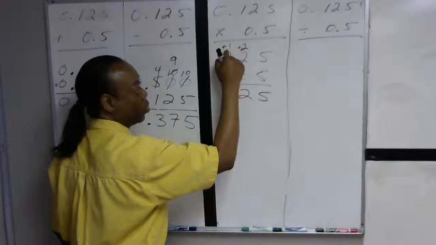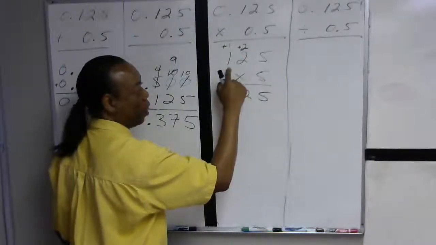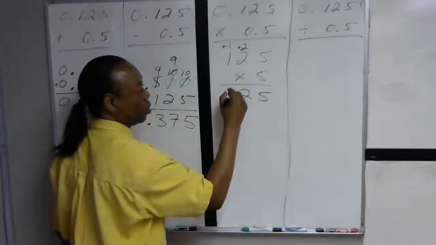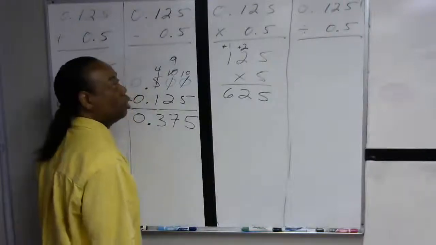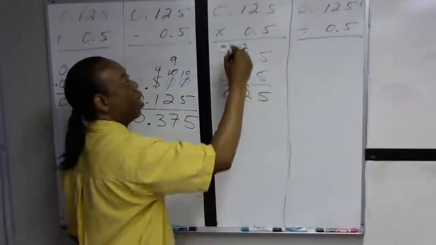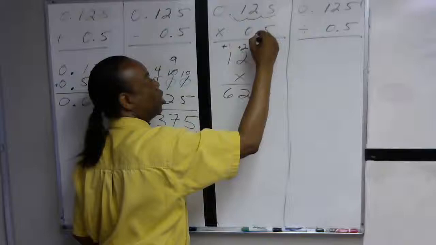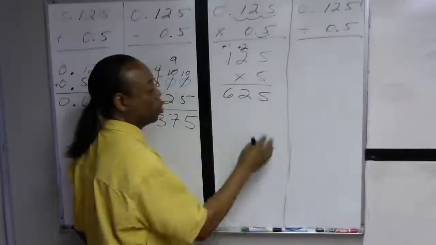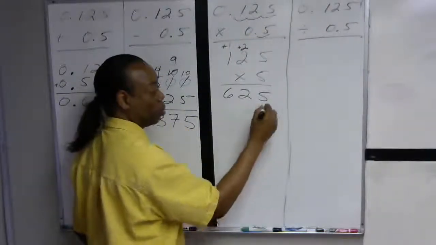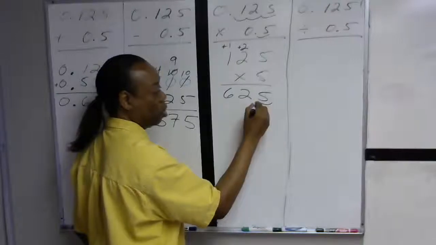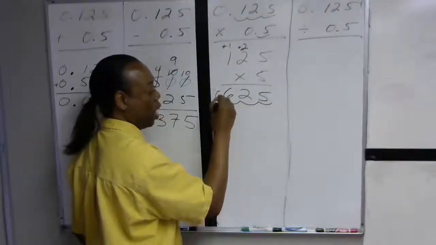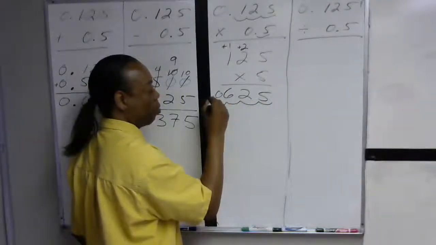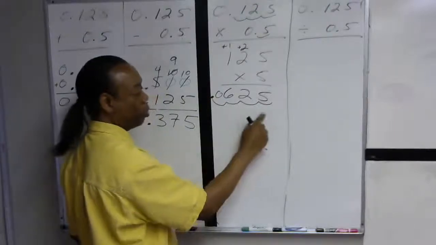You put the 1 here. 5 times 1 is 5, plus 1 more is 6. Okay. So, again, here we have 1, 2, 3, 4 decimal places. So our answer needs 4 decimal places. Start from here: 1, 2, 3, and we get 4. So 4 decimal places here.